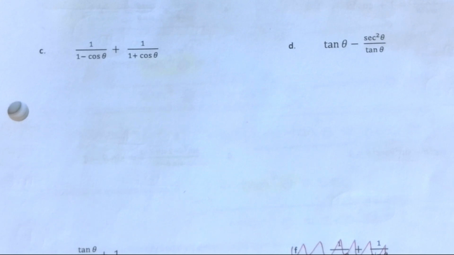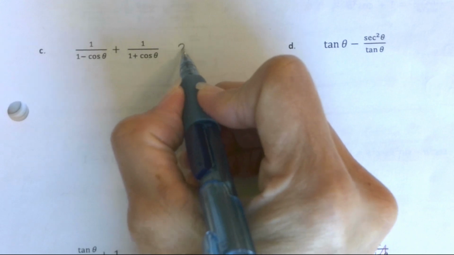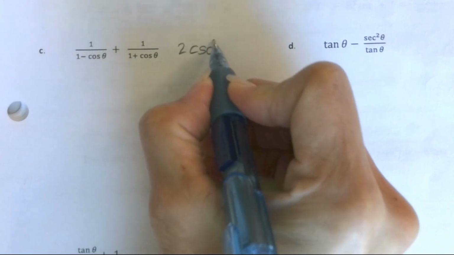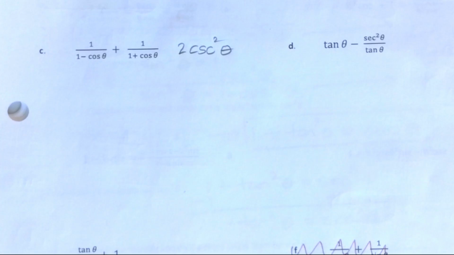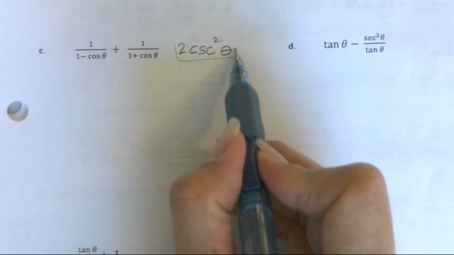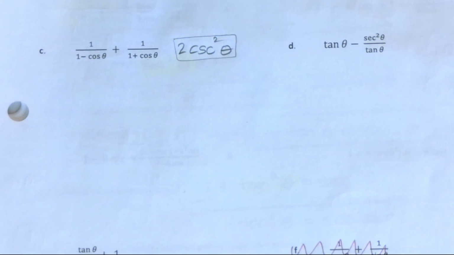The final answer in part C is going to be 2 times cosecant squared theta. I'll write the answer right here. 2 cosecant squared theta. So see if you can arrive at this answer on your own by following what you did in part A and part B. All right, so take about 2 minutes to do that, or 3 minutes, whatever.